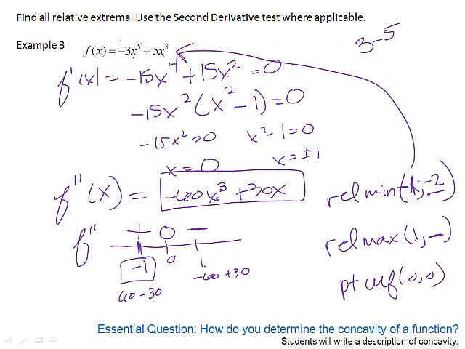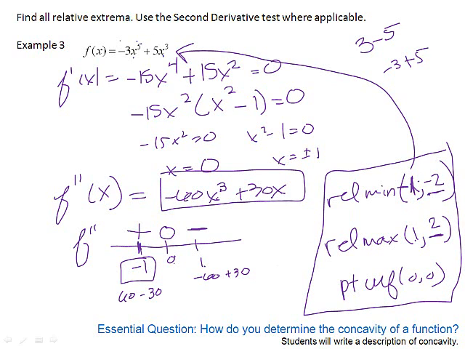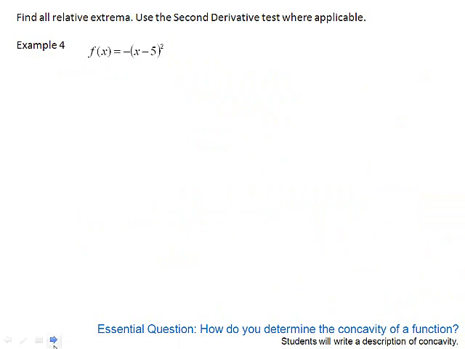Now we're going to plug in the positive 1, which means I just ignore the x's, right? So I get -3 plus 5, which is 2. So we have a relative min at -1, -2. We have a relative max at 1, 2, and we have a point of inflection at 0, 0. Okay? All right, let's go one more. We're going to use the same thing. We're going to use the second derivative test where applicable. So write the same instructions, just write the example down.